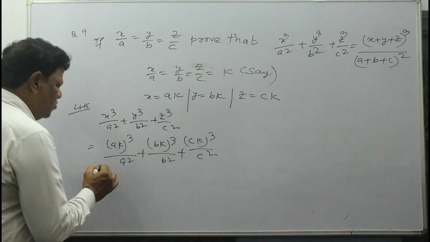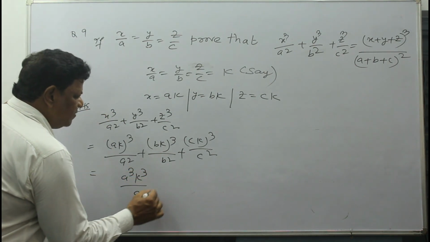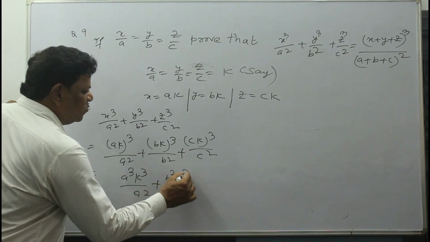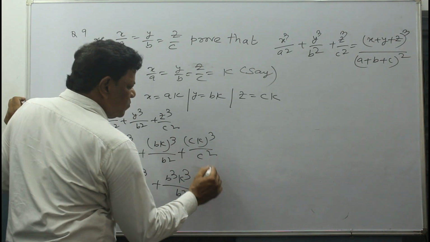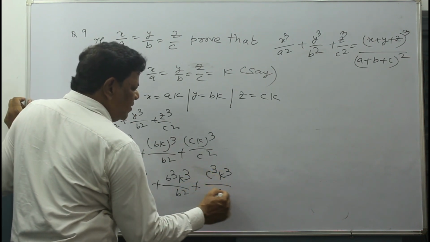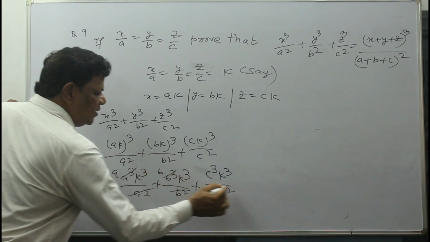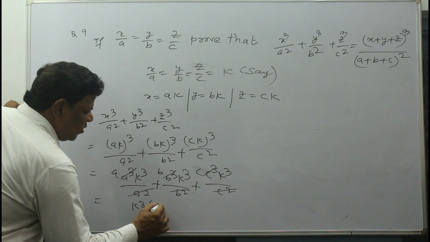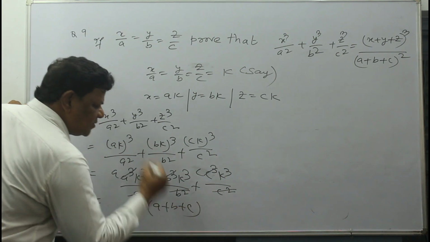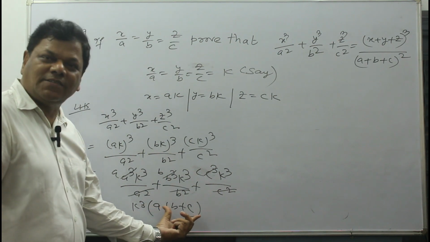Then you have to solve this. How? What is coming here? a cube k cube by a square, b cube k cube by b square, c cube k cube by c square. Now cancel a here, cancel b here, cancel c here. Now take k cube common. What is left? a plus b plus c. So what I have got: k cube in bracket a plus b plus c.